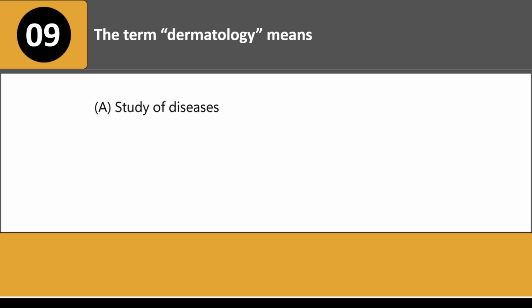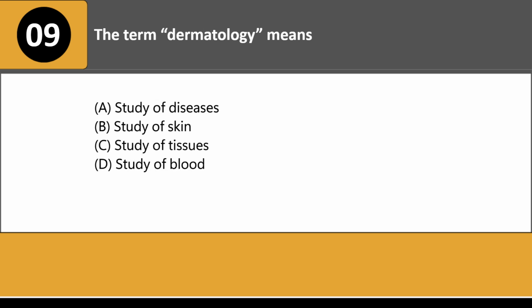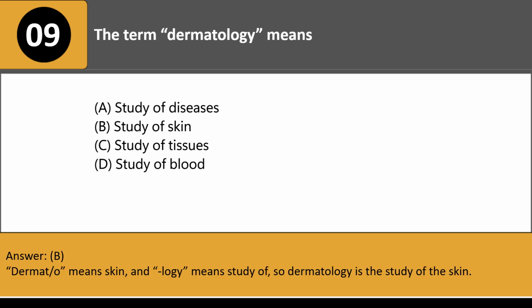The term dermatology means A. Study of diseases, B. Study of skin, C. Study of tissues, D. Study of blood. Answer B. Dermat/o means skin, and -logy means study of, so dermatology is the study of the skin.